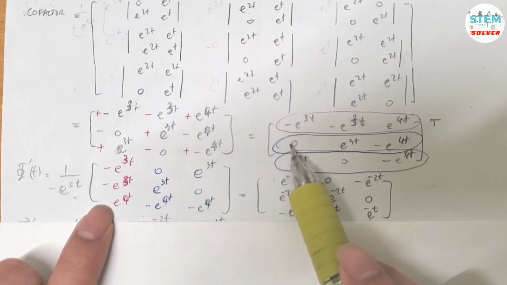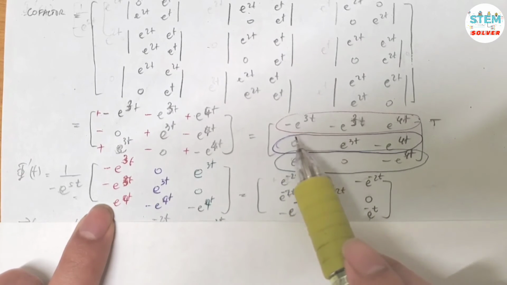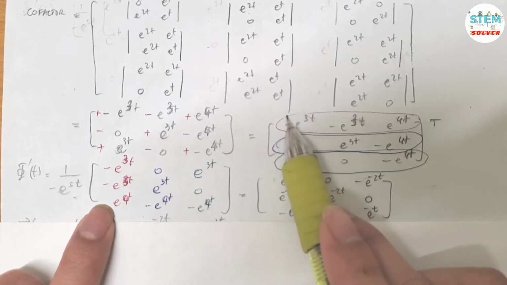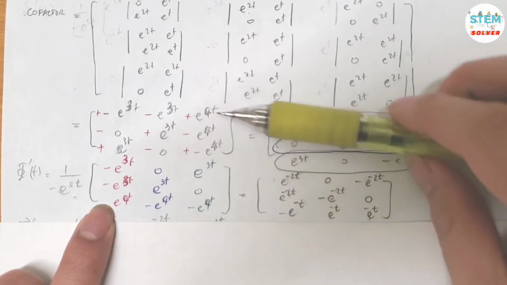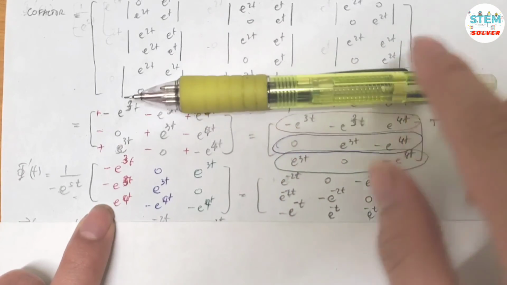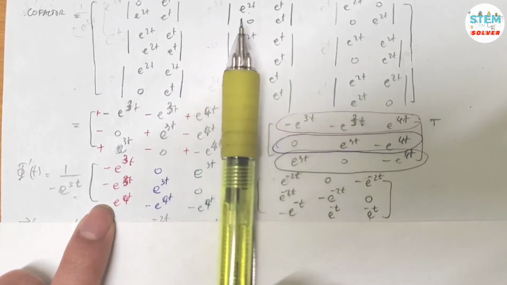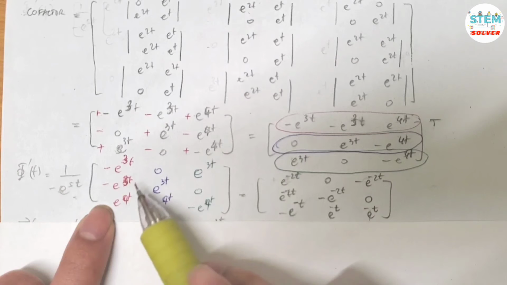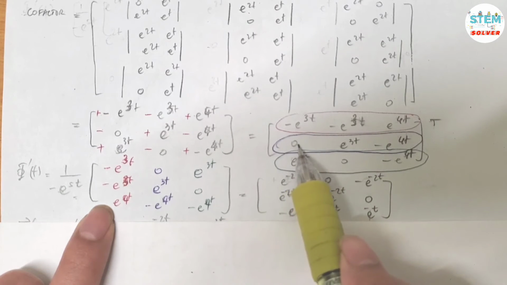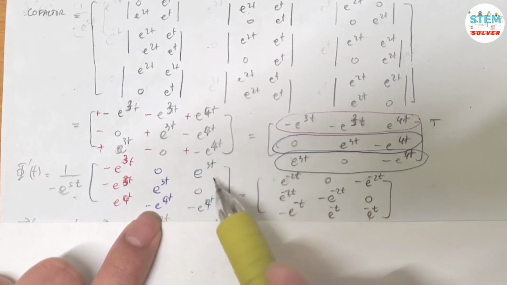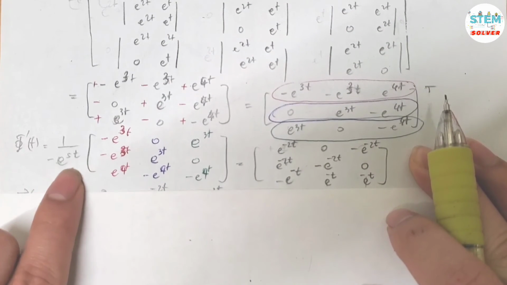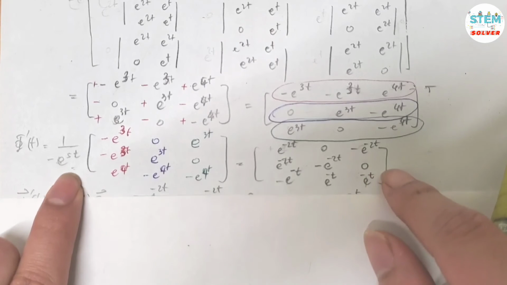So how do you find the transpose of the cofactor matrix? Very simple. You take this row and put it into a column. Take this row, put it into a column. So horizontal becomes vertical. Second row becomes second column. Third row becomes third column. And you multiply this by 1 over the determinant, it gives you this matrix.